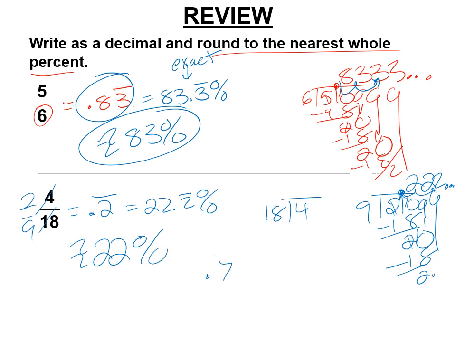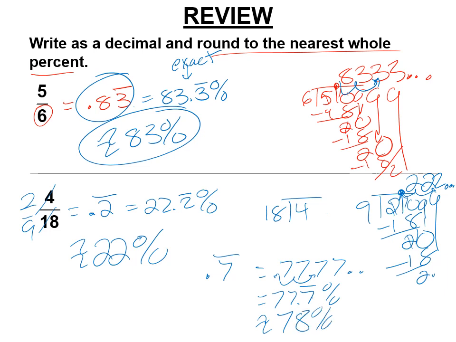Right, let's just make sure. If you have 0.7 repeating, that is equal to this. So say you had that. That would be 77.7 repeating percent, which goes up to 78% for rounding, right? When this number is 5 or bigger, you go up to the next whole number. Careful of that.